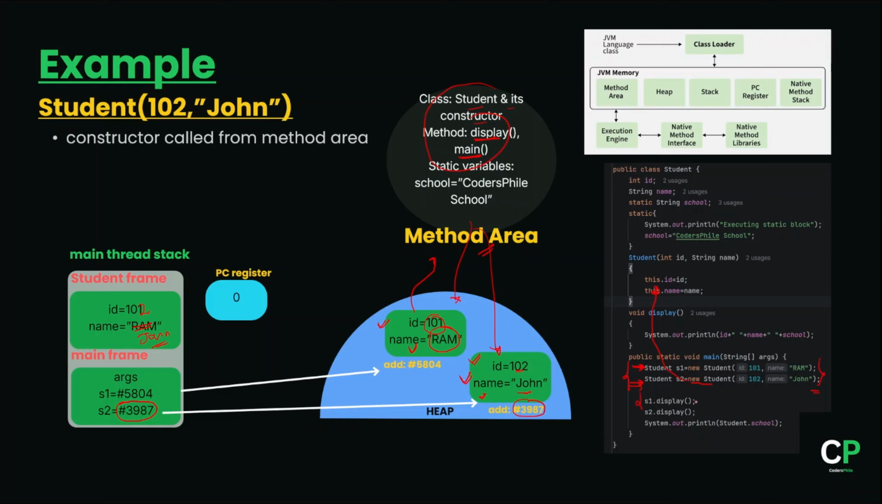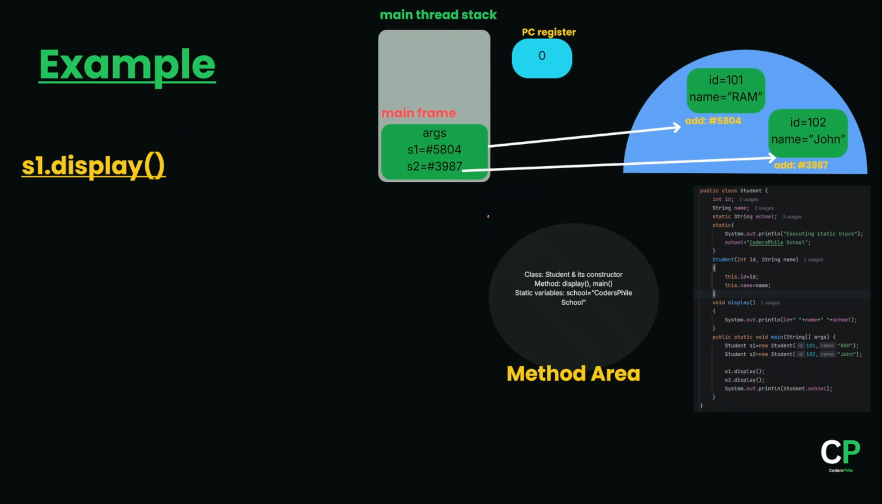Now the third line, s1 dot display. The program counter will now point to this, and the execution engine will start executing this line. Let's see how it will run. Till now, our method area contains the student constructor method and static variable school, and the main thread stack contains s1, which points to the object created in the heap. Now the program counter register will point to the next instruction, that is s1 dot display, and the execution engine starts executing it. Let's see how this instruction will get executed.